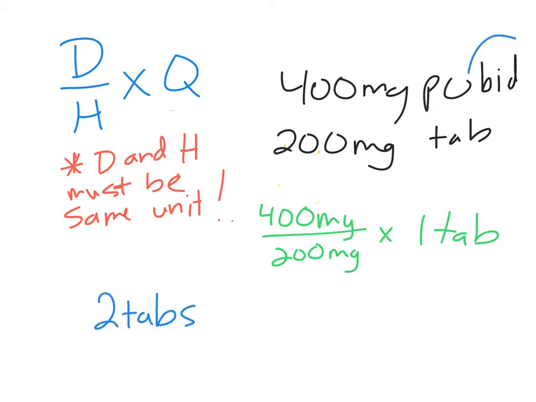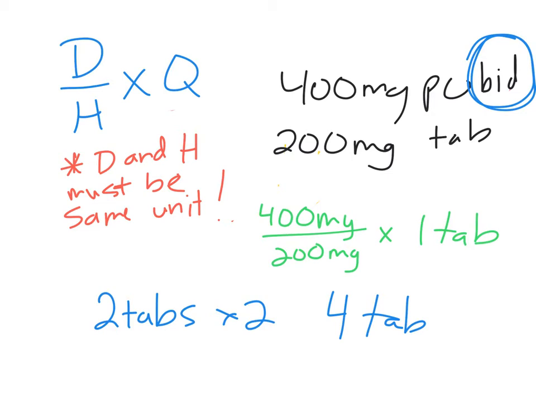But since they're taking that BID, if I asked you what they would take in a full day, remember BID is twice a day. So 2 tablets twice a day would be times 2. In a full day, they'll end up taking 4 tablets. So those are your 2 answers for that one. All of those are tablets. Everything on page 305 is tablets as well.